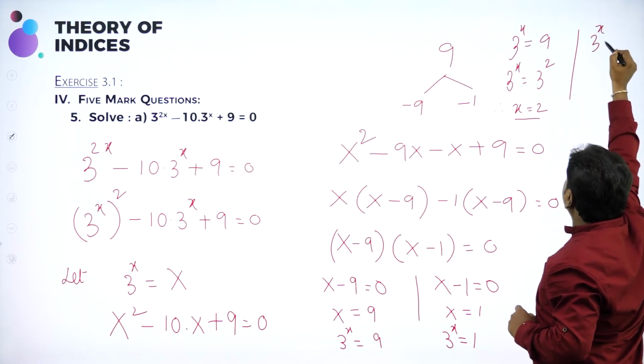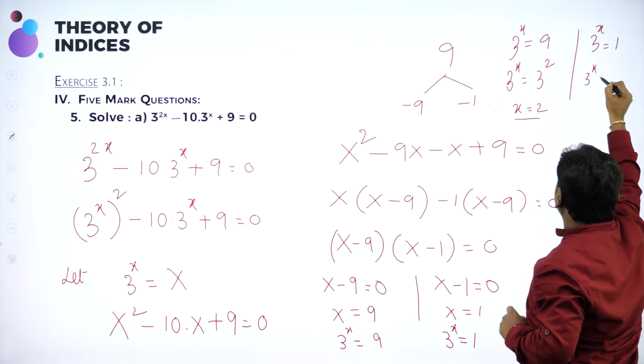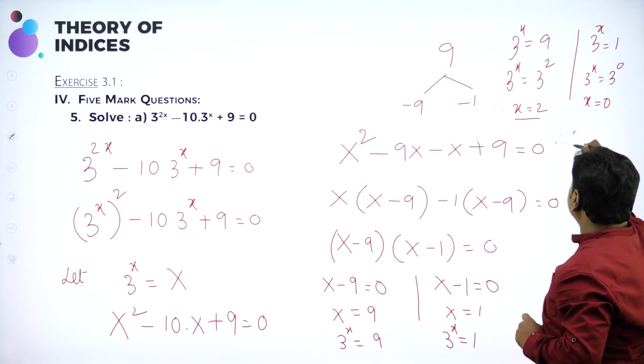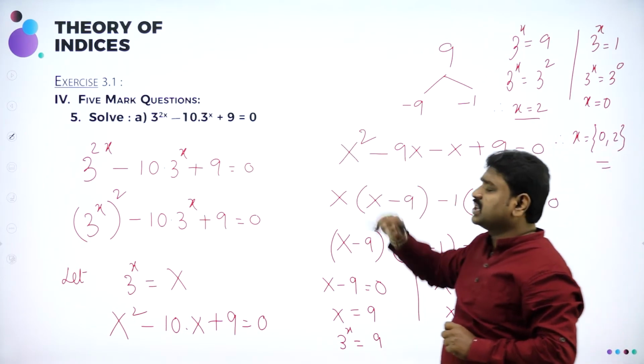The other part is what? 3 power x is equal to 1. So you know anything power 0 is 1. So 1 can be written as 3 power 0. Now bases are same, so x is equal to 0. The solution set is x is equal to 0 comma 2. Two values will satisfy this equation.